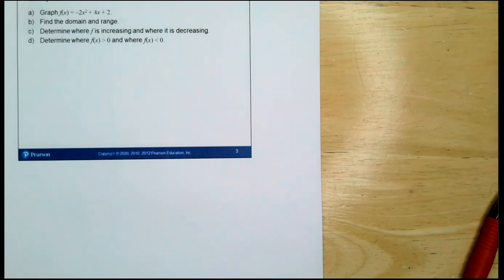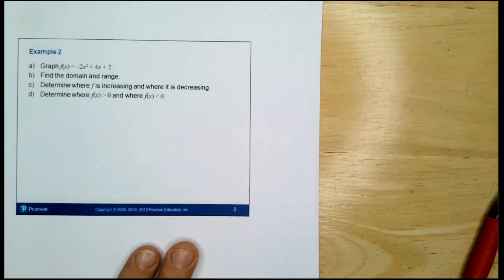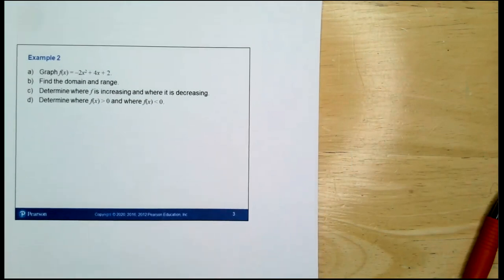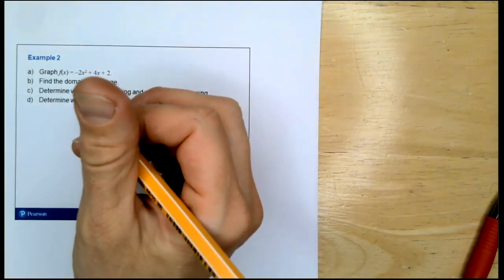Example 2 just again asks us to graph the function, and then we're going to find the domain and range. So in order to graph the function, we need to find the vertex and whether it's concave up or concave down, and the y-intercept, okay? It's in standard form, so we're going to do the negative b over 2a to find the vertex.